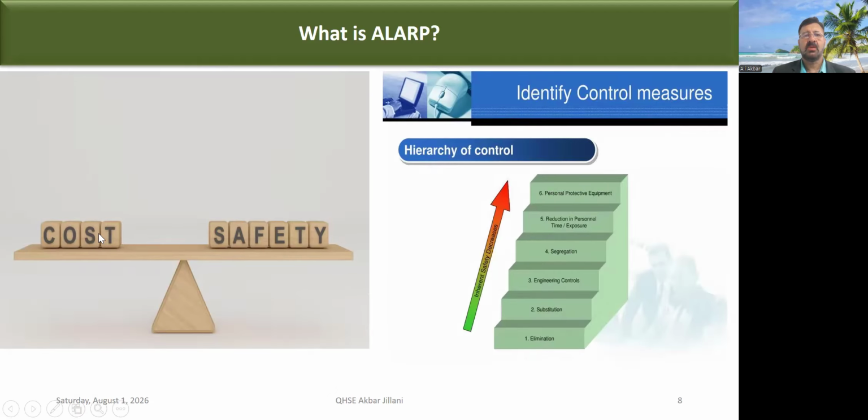Now over here, cost and safety. These are the control hierarchy that we are using. Elimination for reduction of risk is for the hierarchy of control. On the hierarchy of control, we also have another video on the channel, so it's better to also watch that video. Elimination, substitution, engineering control, segregation, reduction in personal time exposures, then personal protective equipment.